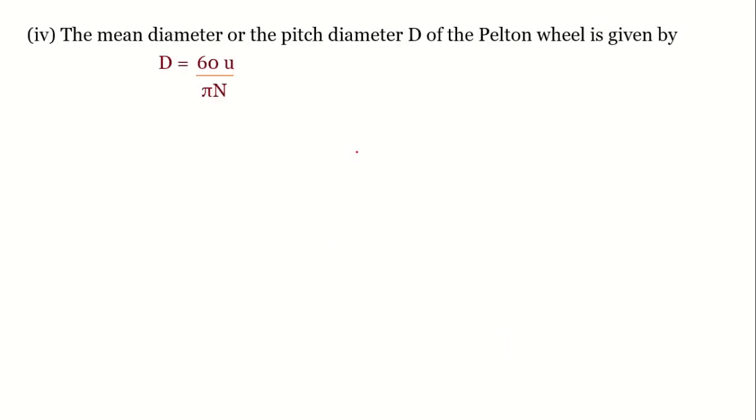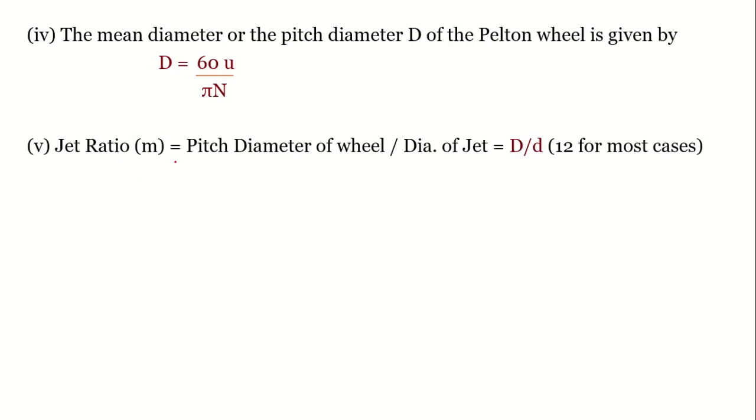Next, coming to the diameter of the wheel, meaning the diameter of the runner, it is also called the pitch diameter or the mean diameter, which is given by the formula D = 60U/πN. This came out from the formula U = πDN/60, which we all know. So from there we have taken out D, where U is the velocity of the wheel and N is the speed of the wheel.